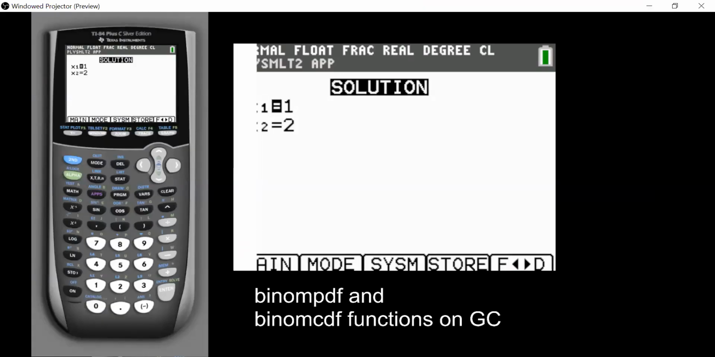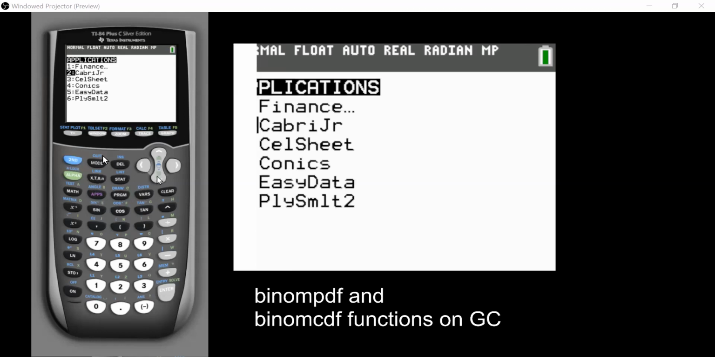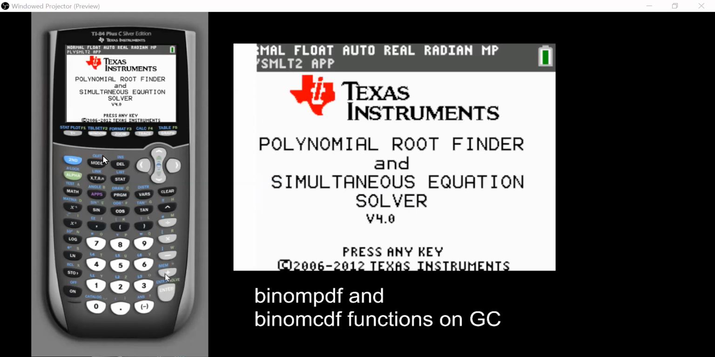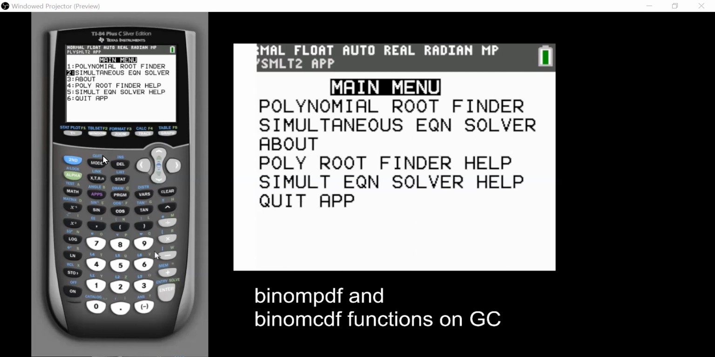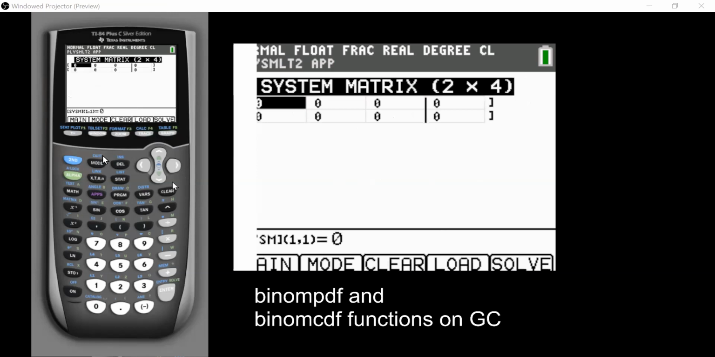Okay, I should get rid of this binomial PDF. Anyways, let's just go through how to get the solution. So you start from the home page, you click on APPS. Then you go down to poly simultaneous tool, Enter, go to simultaneous equation solver, choose 2 equations in 3 unknowns, 2, 3 like this. Press next. Then you just key in accordingly.